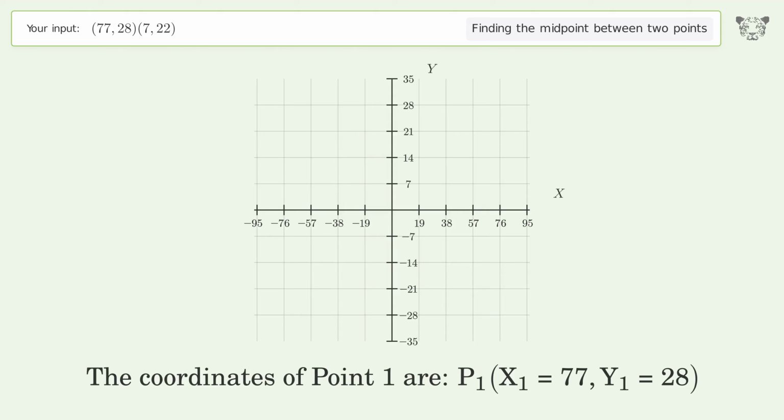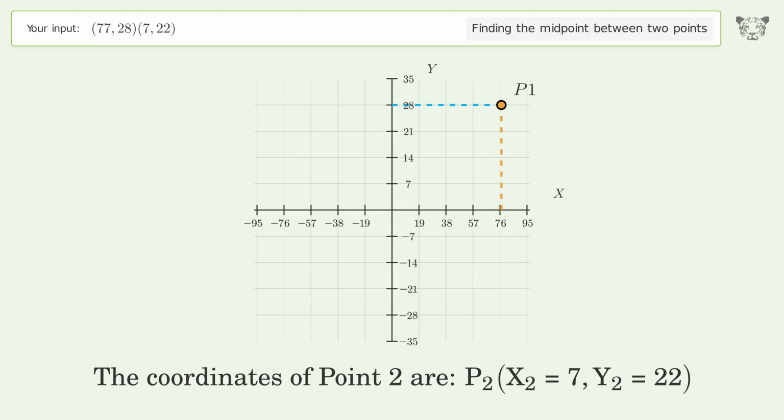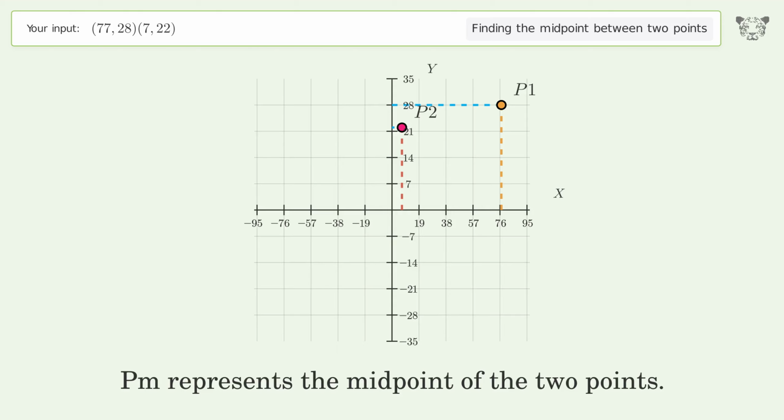The coordinates of point 1 are, x1 equals 77, y1 equals 28. The coordinates of point 2 are, x2 equals 7, y2 equals 22. PM represents the midpoint of the 2 points.